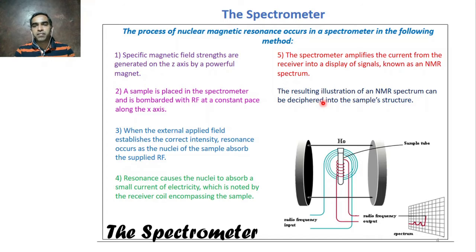That is one way. Otherwise, what you can do is keep changing the magnetic field, like you can rotate it, while the radio frequency is kept constant. That is another option. So it depends on the instrument. Specific magnetic field strengths are generated. You can read this in the study material also. I don't go through that in detail.